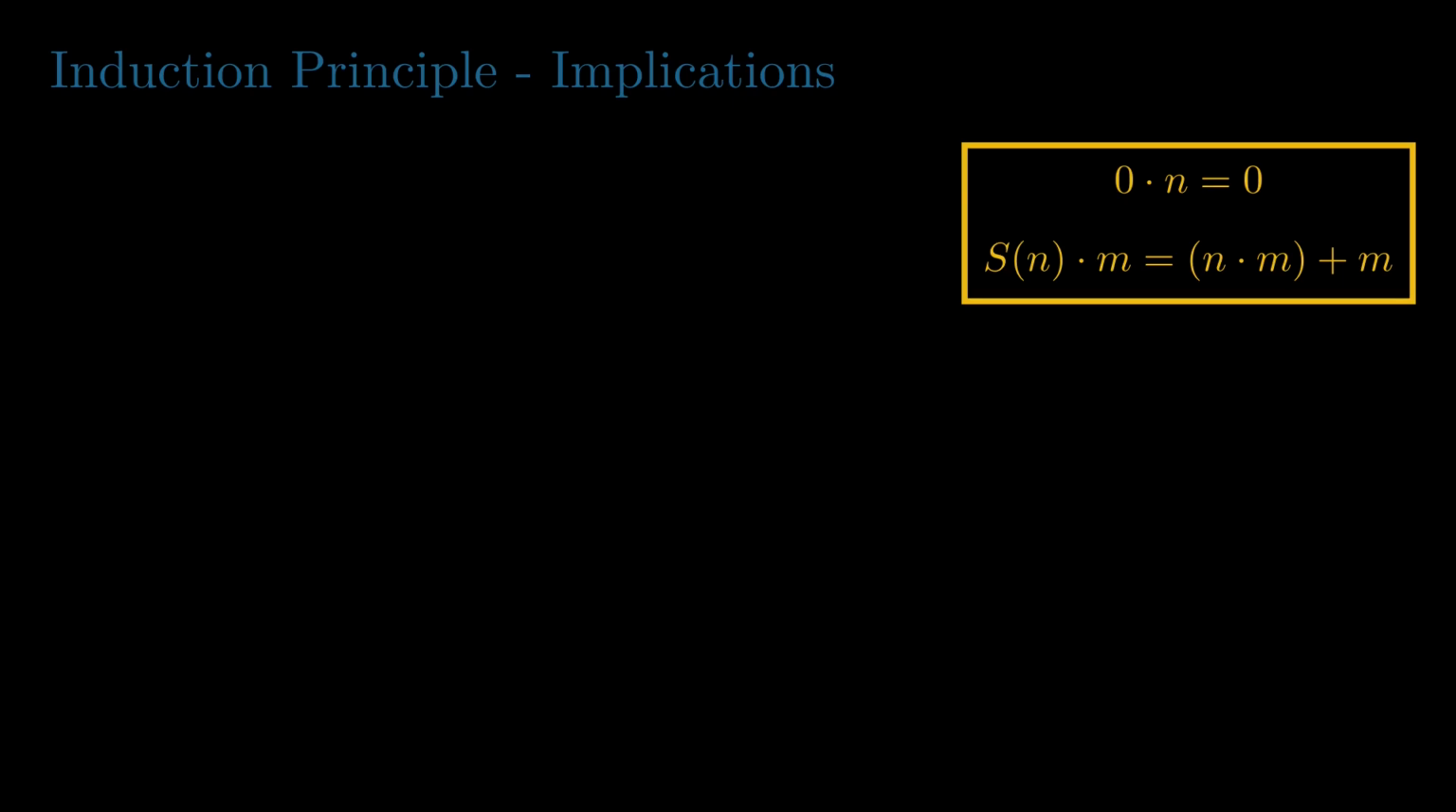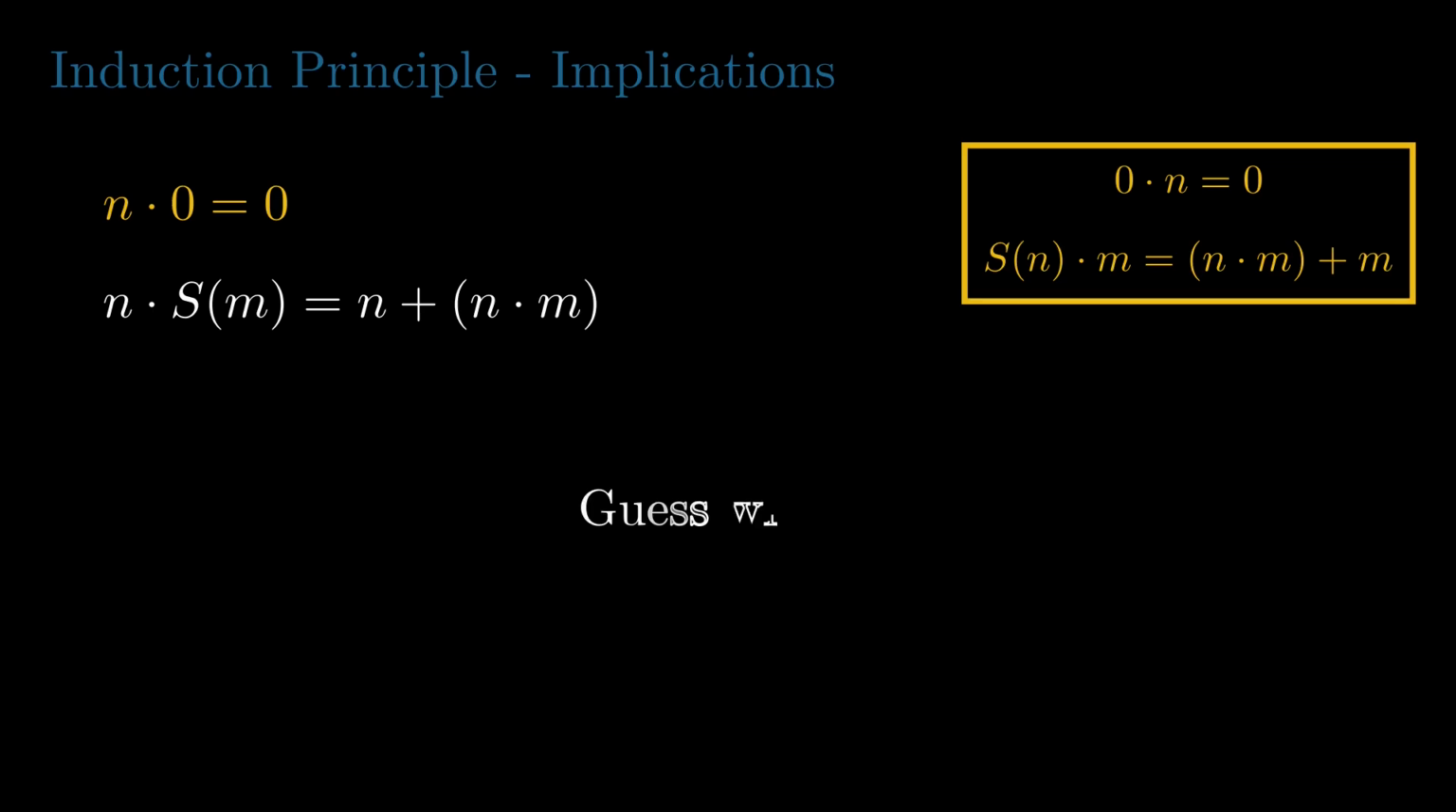Right now, we are in the same position we were in the case of addition. We would like to prove the inverted relations. In other words, is it true that n times 0 is 0? Again, this is just 0 plus 0 plus 0 for n times, and so the result is 0. What about the other formula? n times s of m equals n plus n times m. Guess what? We use induction.